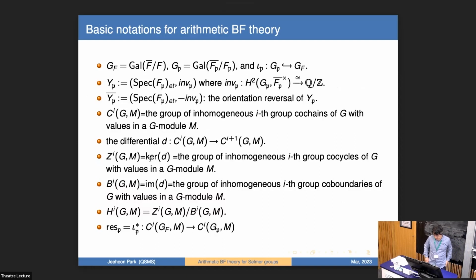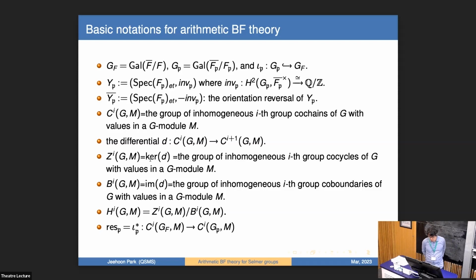Okay, so here's the basic notation for arithmetic BF theory. It's a preparation, so it's usual notation. F is a totally imaginary number field, and G_F is the absolute Galois group, and then the corresponding local fields, and then you fix the embedding of the Galois group.